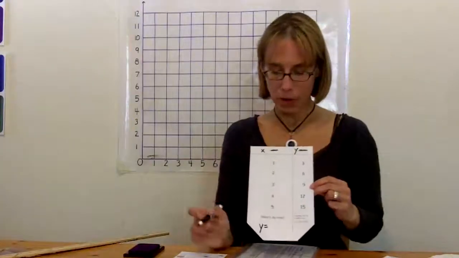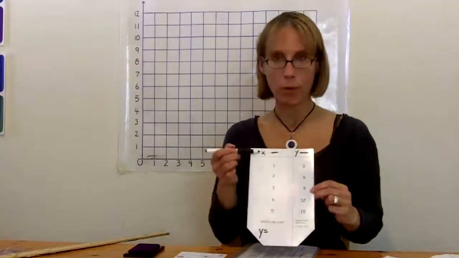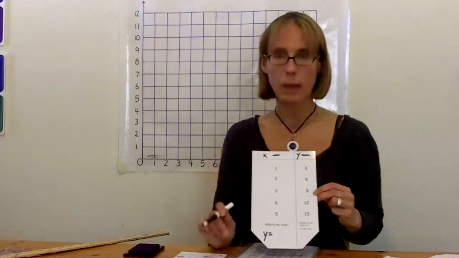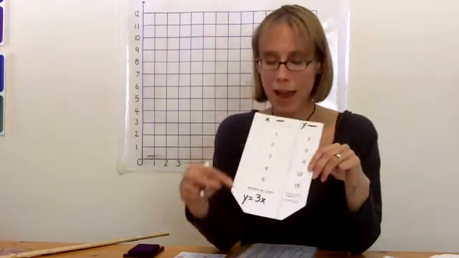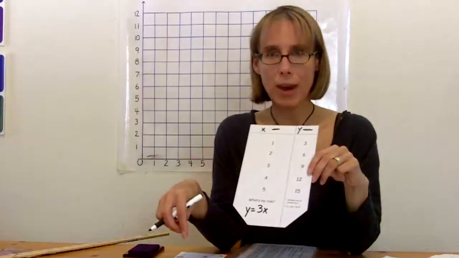We want the Y to be first. And in this one, Y would equal 3X, because that's what you're doing. You're multiplying the X column by 3. So Y equals 3X. Then you could work on the other cards and show them, or they could show you how to record that algebraically.